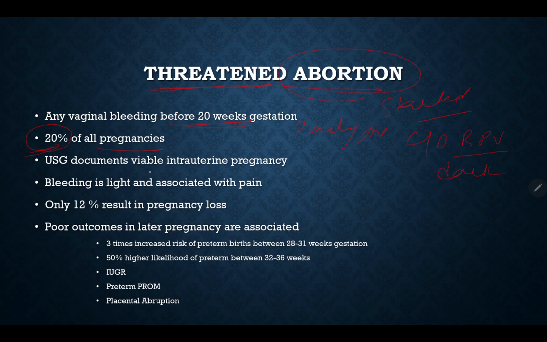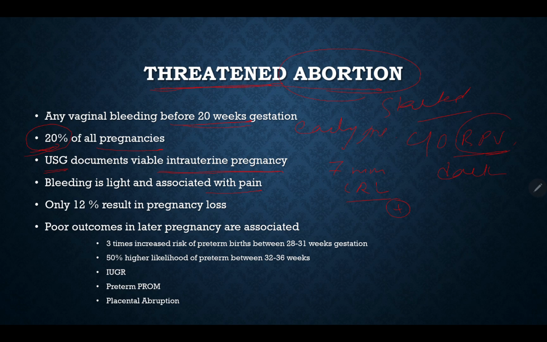Now USG documents a viable intrauterine pregnancy. A woman in her early pregnancy coming to you with bleeding PV, definitely you are going to advise her ultrasound, and on the ultrasound report there is a viable pregnancy. Viable pregnancy means the crown rump length is more than 7 millimeter and cardiac activity is present. Bleeding is light and may or may not be associated with pain.